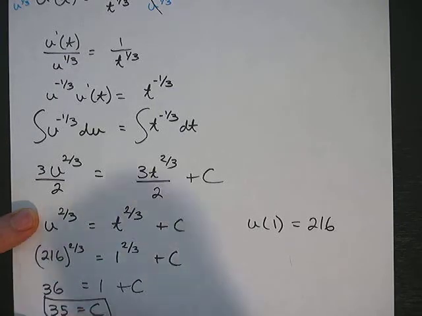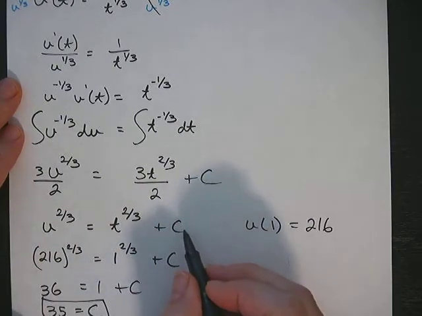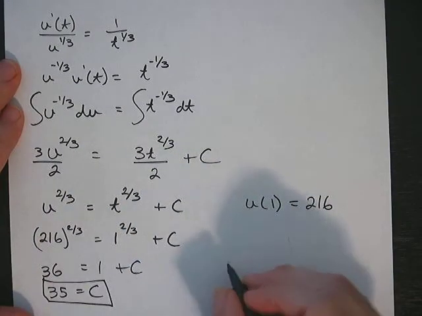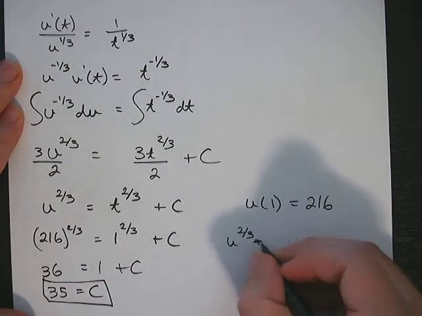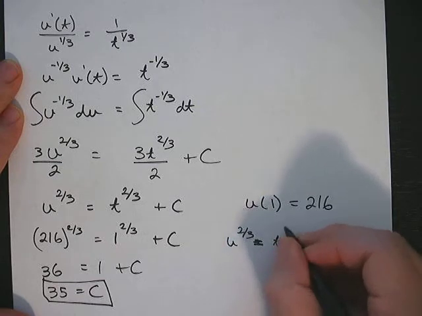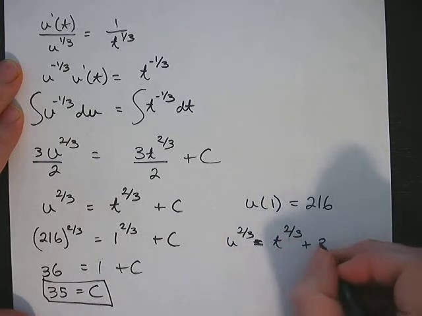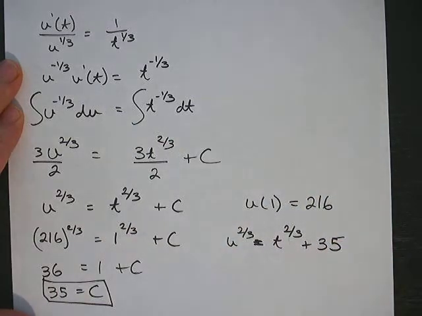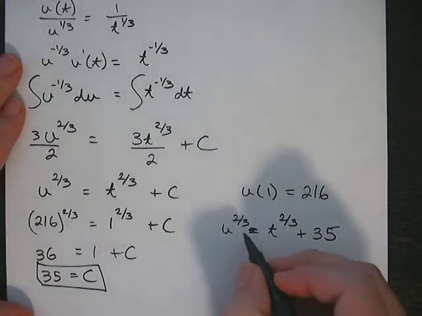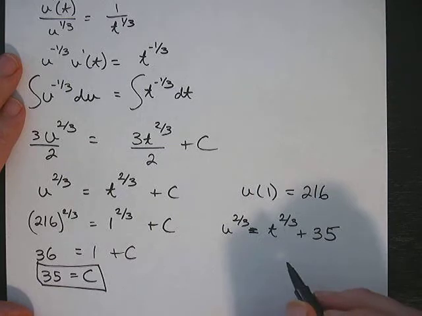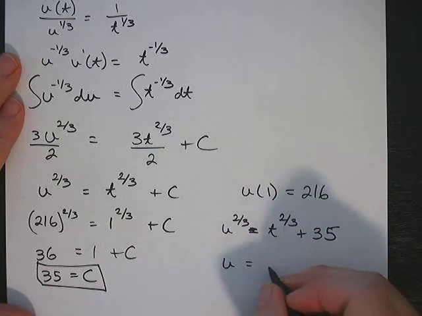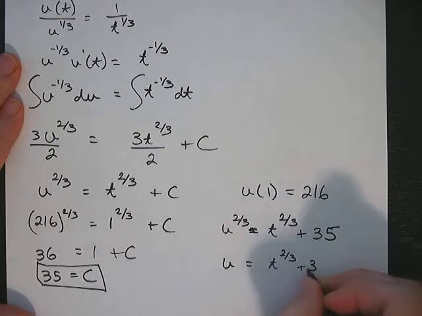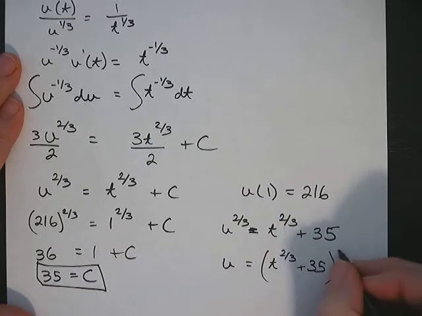So we figured out our c, and now we just plug it back into the equation. That gives us u to the 2/3 equals t to the 2/3 plus 35. Now we want to solve for u because this is a function of u. So we do the opposite: we raise everything to the opposite power of 2/3, which is 3/2. So this becomes u is equal to t to the 2/3 power plus 35, all to the 3/2 power.